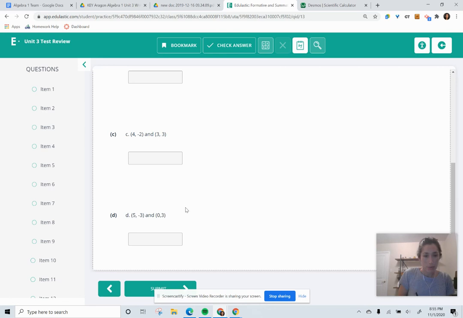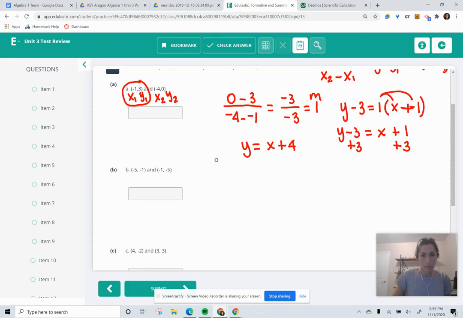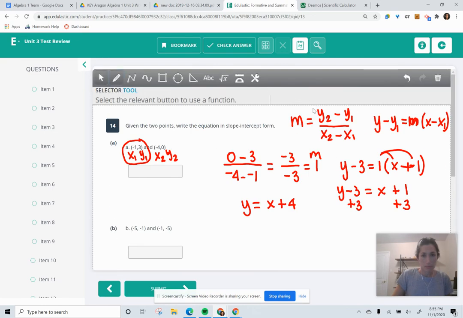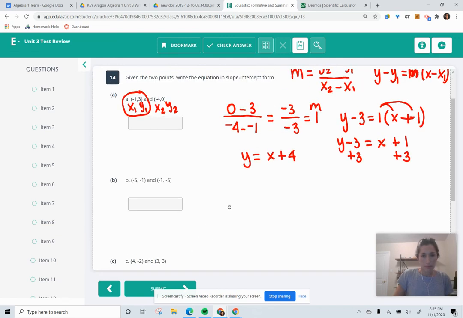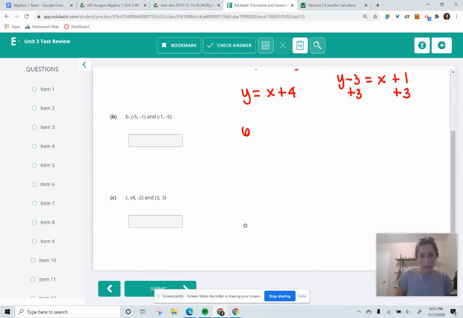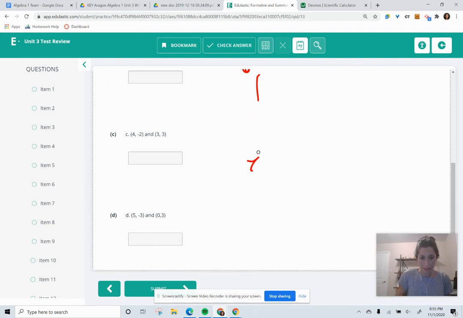We've got x1. Oh, I don't know why that's not letting me write on there. Maybe it wants me to have something on each of these little parts here. I don't know what's going on.